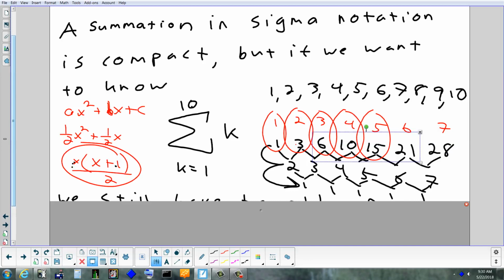So now we just found a pattern to add up the first n integers. Now if you wanted me to add up the first 100 integers, I don't have to do it that way. I can just say it's 101 times 100 divided by 2. Whatever that comes out to, that's what the first 100 integers would add up to.